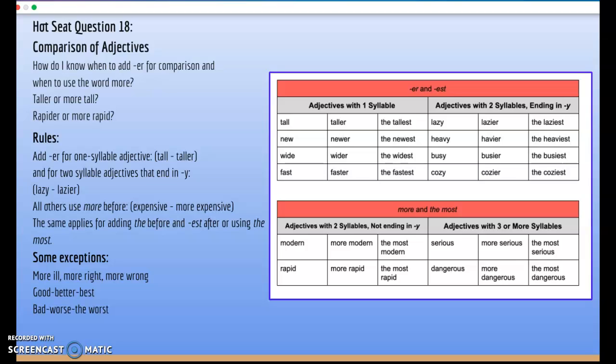There is a rule, so you add er for one syllable adjectives, so tall, taller, and for two syllable adjectives that end in a y, lazy, lazier. All others use more before, expensive, more expensive. The same applies for adding the before and est after using the most. So a longer word basically has more in it. There are some exceptions, more ill, more right, more wrong, and the famous good, better, best, bad, worse, the worst.